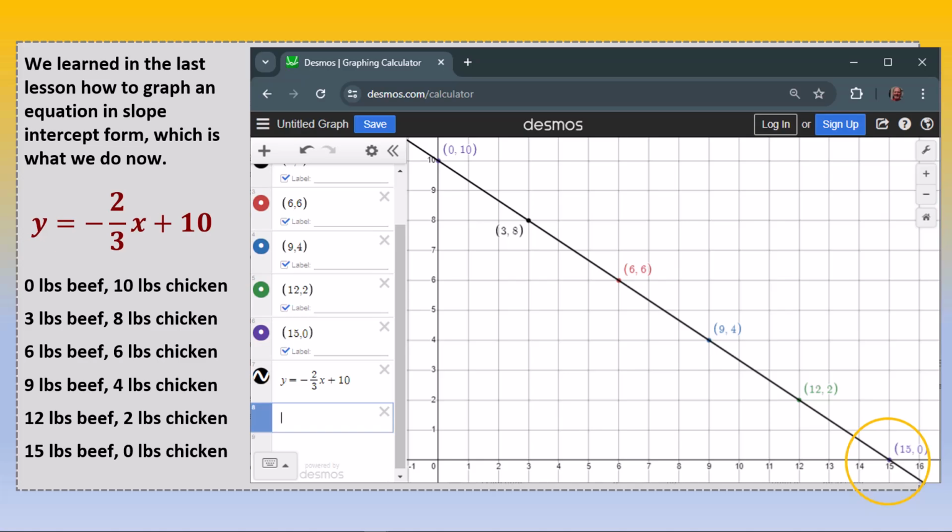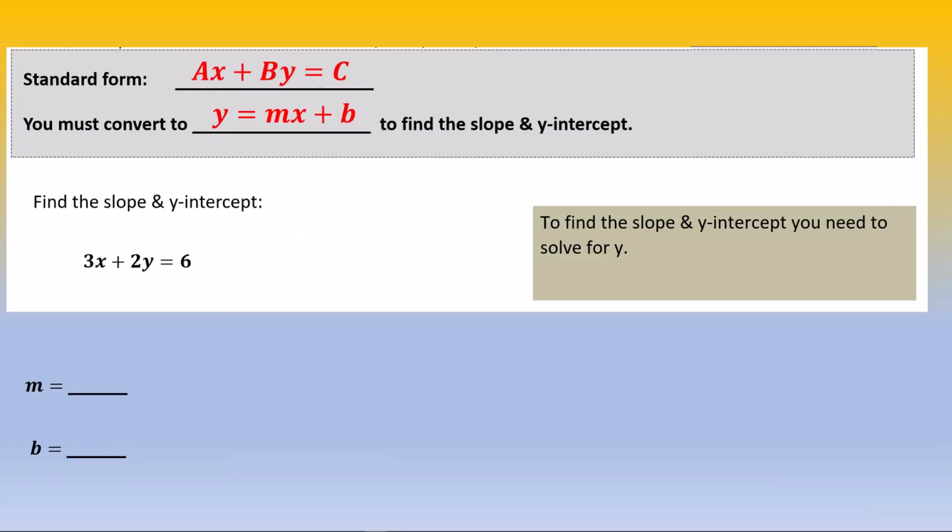Now, the example we just worked through is something you will do more and more as you learn how to use these algebra tools to solve real-world problems. For now, we'll just focus on the process of converting from standard form to slope-intercept form. Let's check out this example.